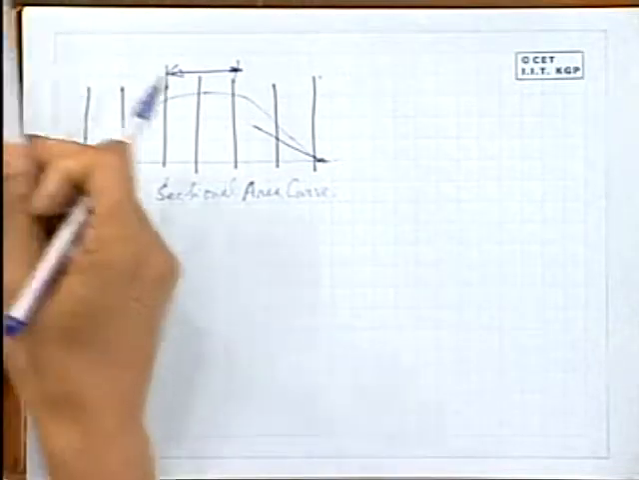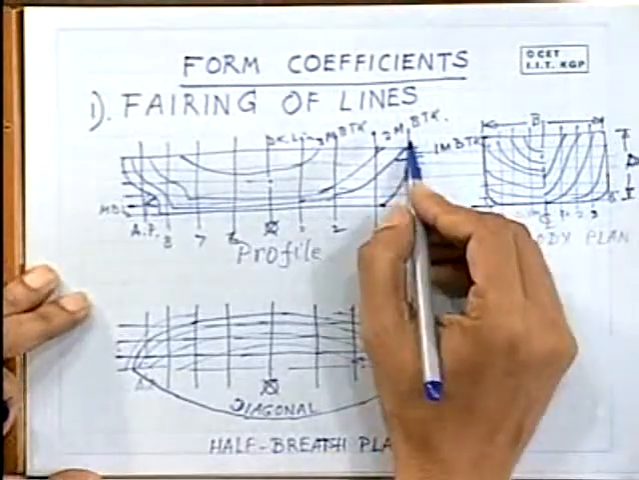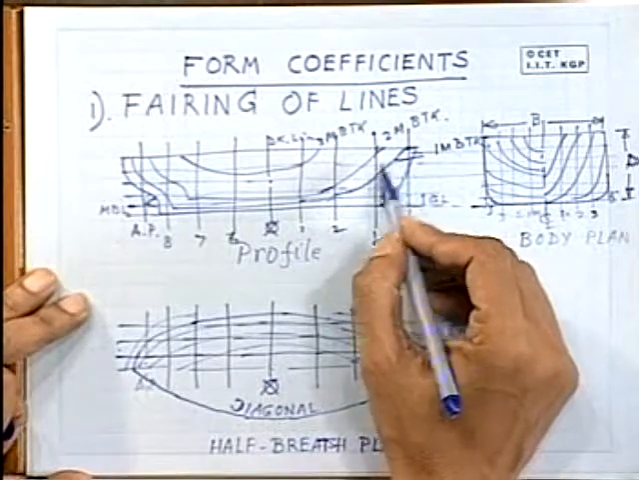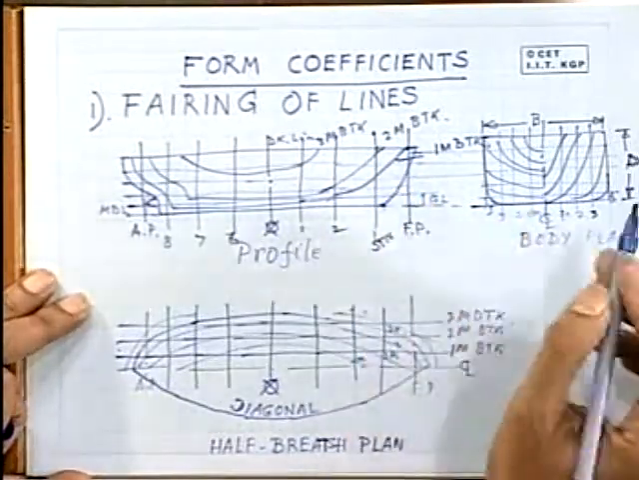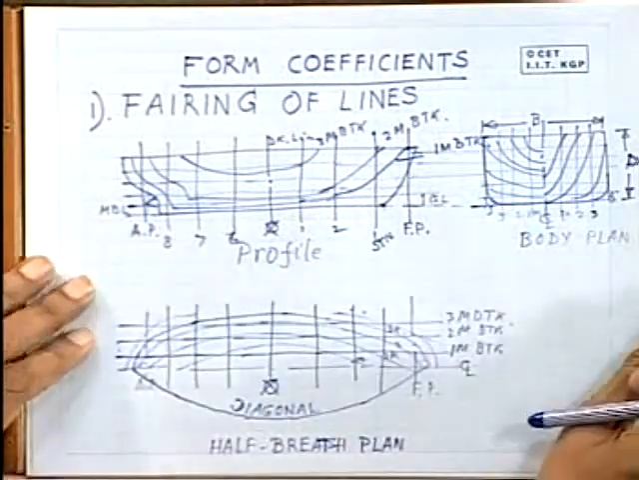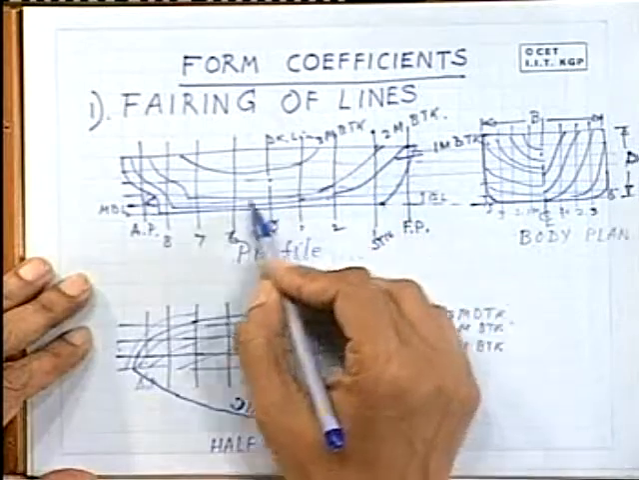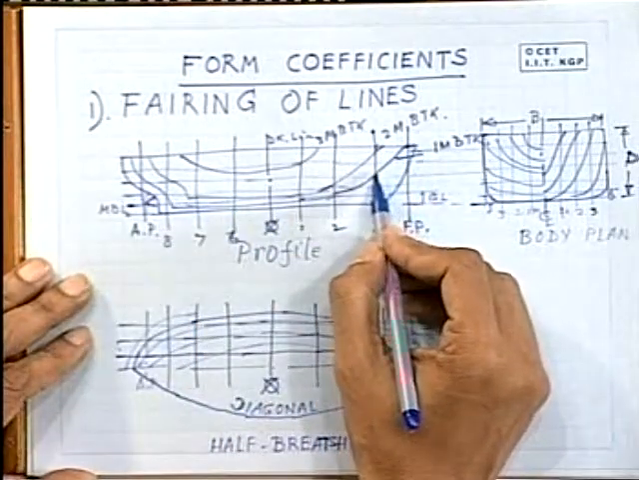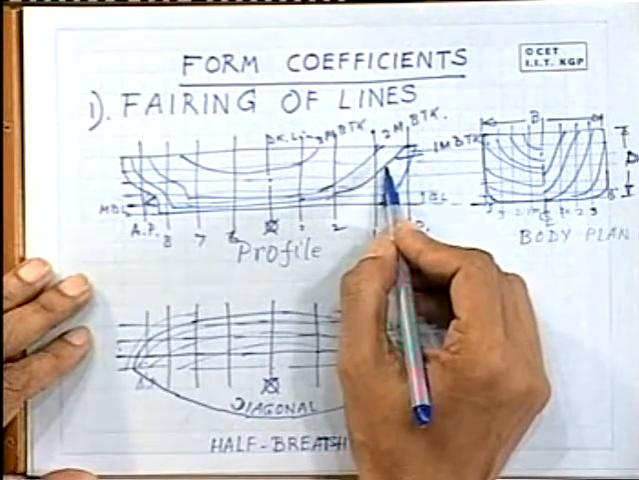Now, one thing should be kept in mind when the ship lines are drawn. In the diagram that I have drawn, the 1 meter buttock is looking very crooked, but in actual practice it shouldn't be like that. All these lines should be very smooth. That means there should not be any undue inflection in the line or sudden change in the slope.